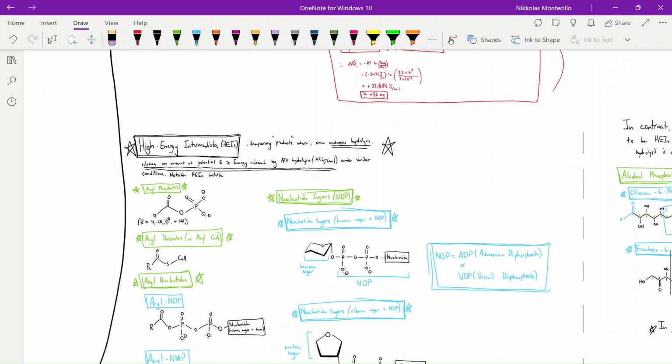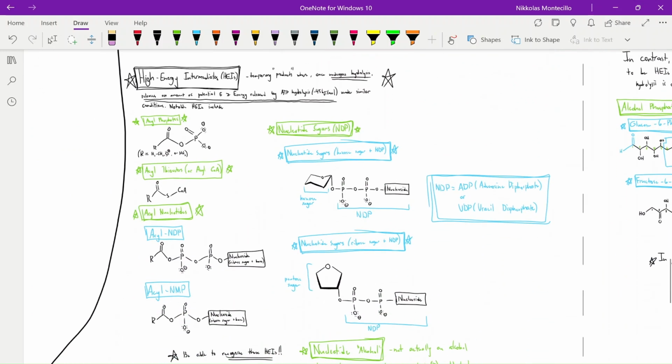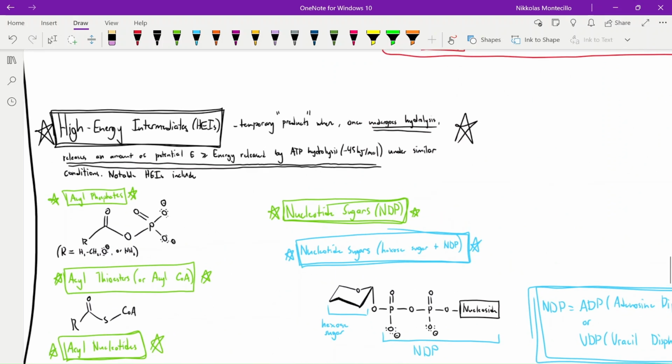I just wanted to elucidate a little more on the idea of high energy intermediates. High energy intermediates refer to temporary products. They're not products because they're intermediate compounds where, once they undergo hydrolysis, they'll release an amount of potential energy greater than or equal to the energy released by ATP hydrolysis, negative 45 kilojoules per mole under similar conditions.